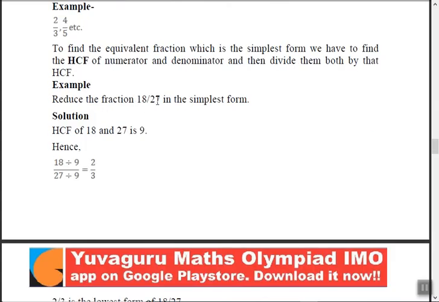See this example, 18 upon 27. Reduce it to simplest form. 9 twos are 18, 9 threes are 27. So 2 by 3.